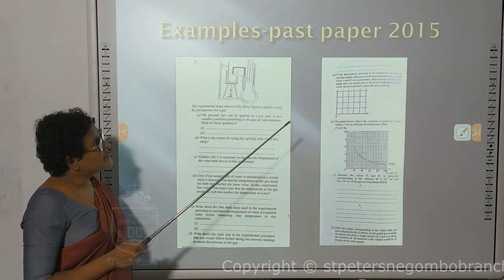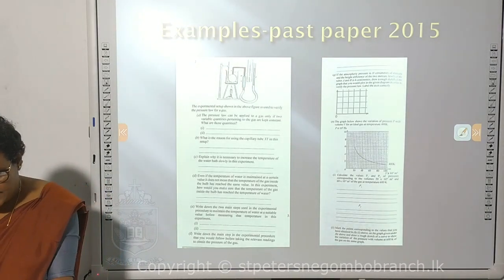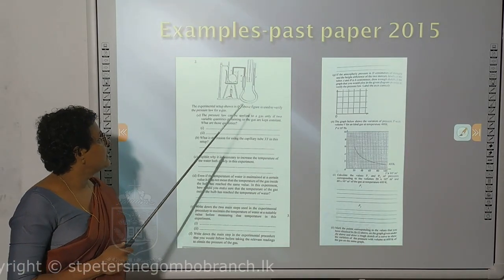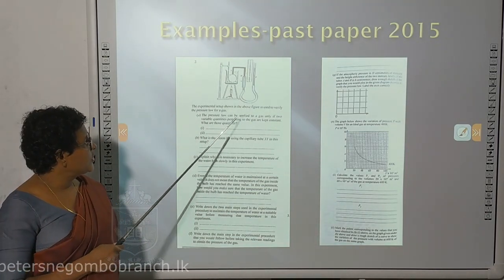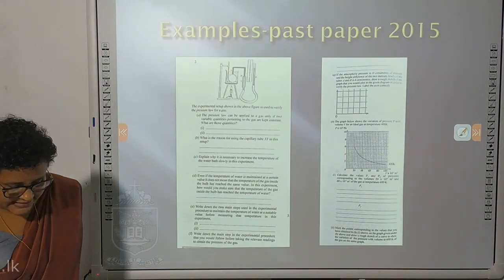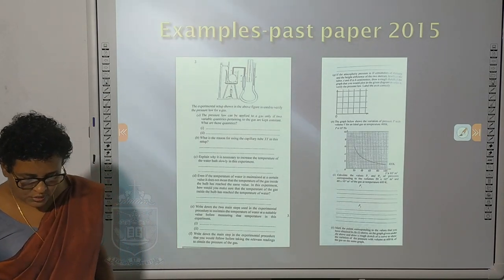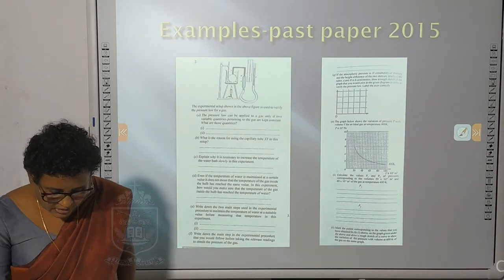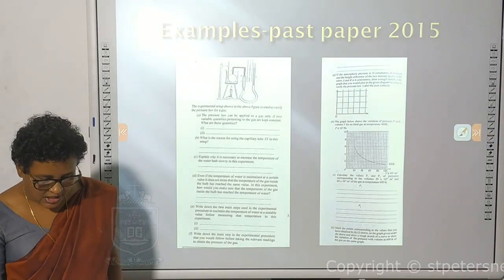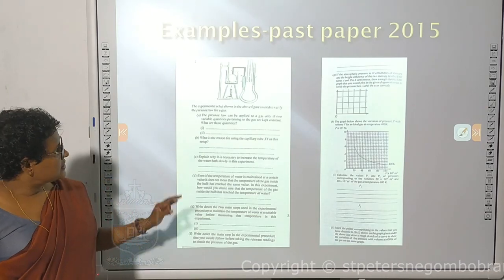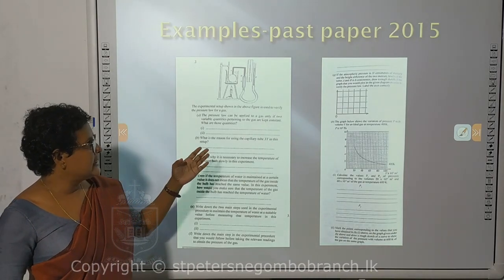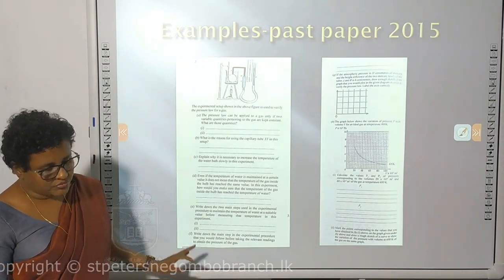Here see the example, past paper question 2015. Here they have given the constant volume pressure thermometer. The experimental setup shown in the above figure is used to verify the pressure law for a gas. The pressure law can be applied to a gas only if two variable quantities pertaining to the gas are kept constant. What are those quantities? The mass, obviously the mass is constant, and also the volume.